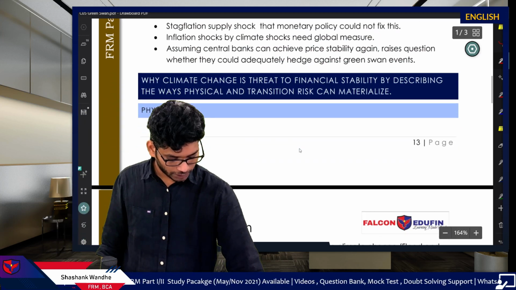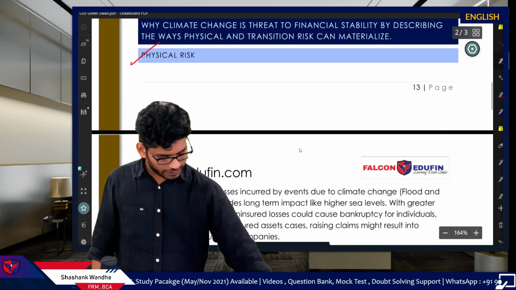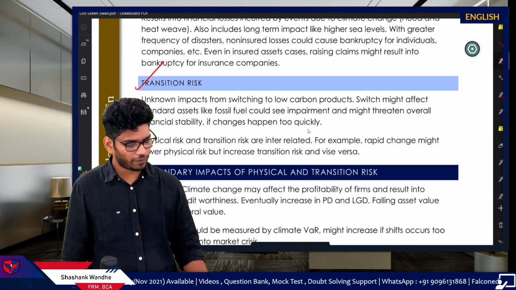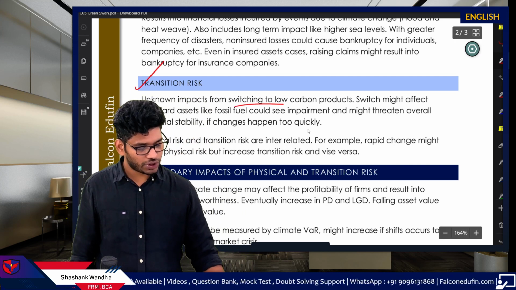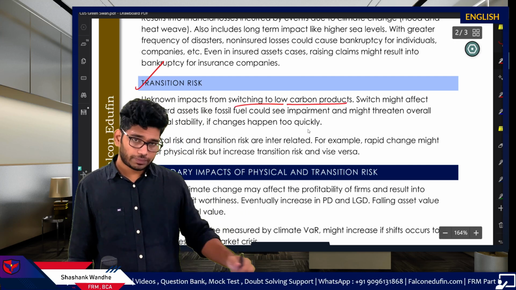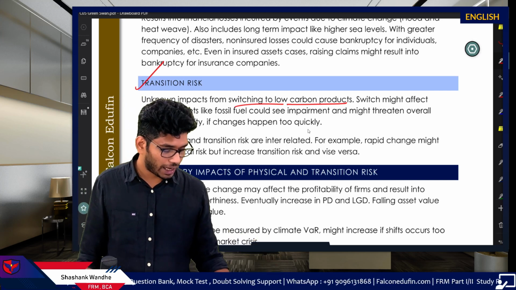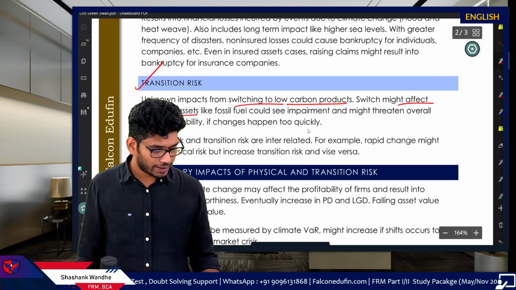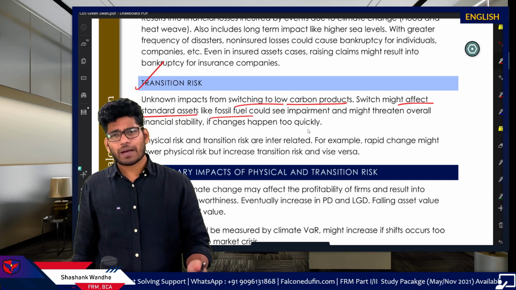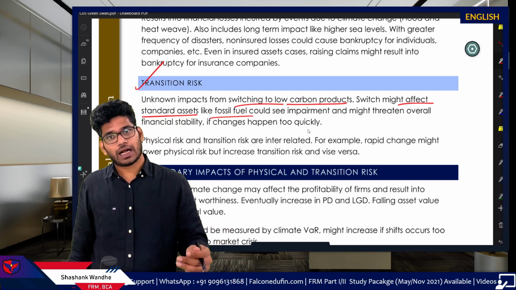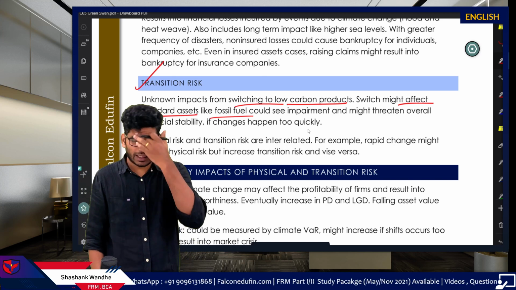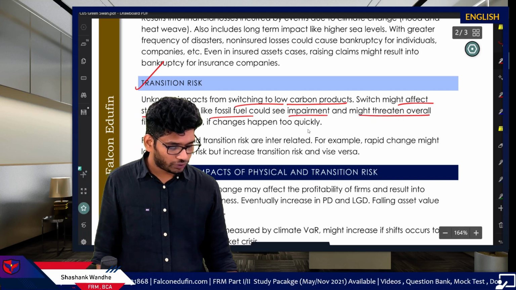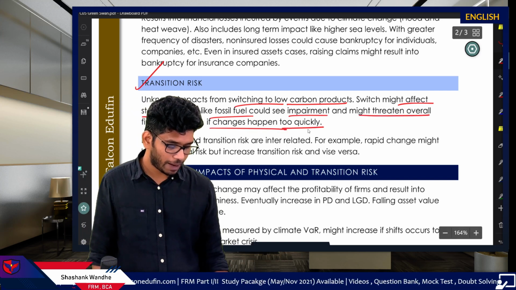So that's the question. Now we have two types of risk: physical risk and transition risk. We discussed both the risks. Again, just for the information, transition risk is the unknown impact from switching to low carbon products, that is, from high carbon emission products to low carbon, to reduce the carbon footprint. Switching might affect standard assets like fossil fuel. Example, electric cars. We are switching to electric cars. All the governments are pushing for electric cars, and the result will be that it will impact the fossil fuels, could see impairment and might threaten the overall financial stability if changes happen too quickly.